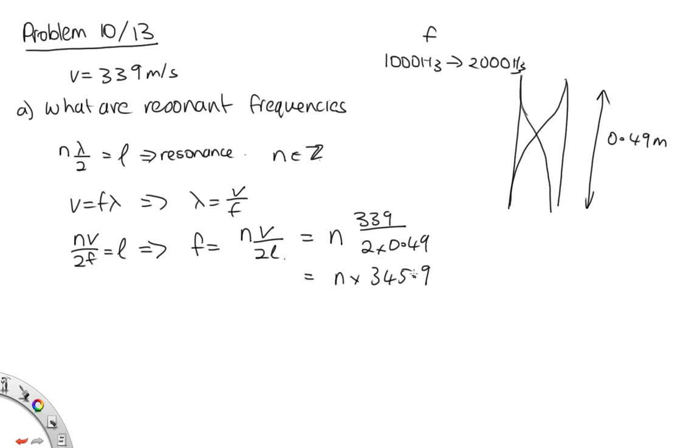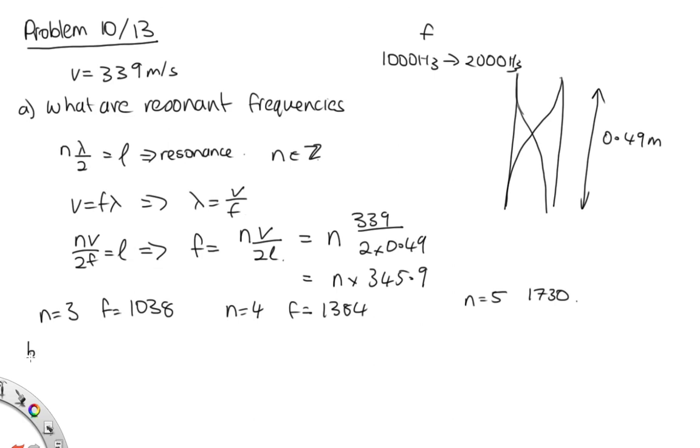So the first one will be 345 Hertz, which is obviously too low. Second one is also too low. When we get up to n equals 3, we've entered this region. So when n equals 3, then the frequency is equal to 1038. When n is equal to 4, the frequency is equal to 1384. And when n is equal to 5, the frequency is equal to 1730. And then when n equals 6, we're above 2000, so we're out of this range.